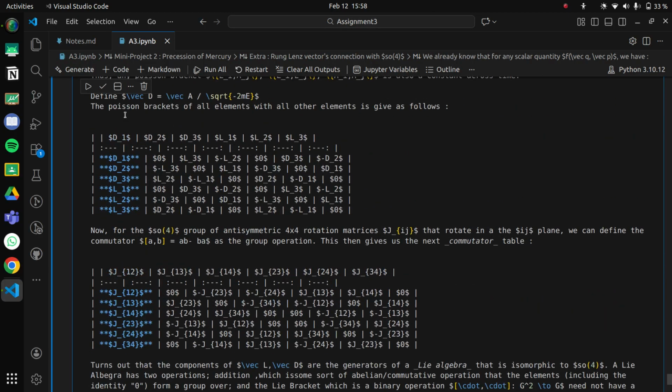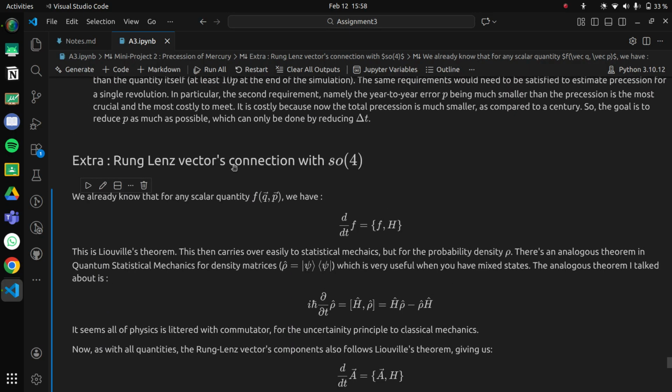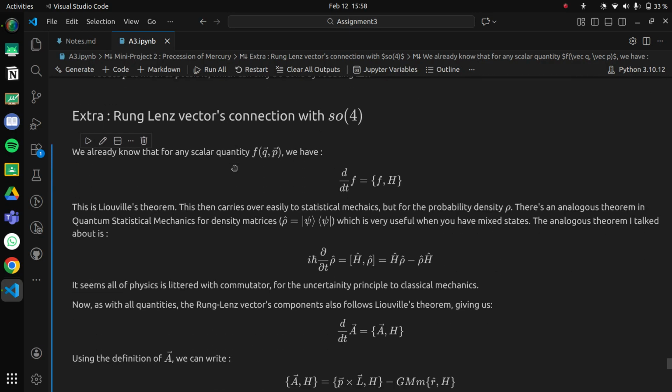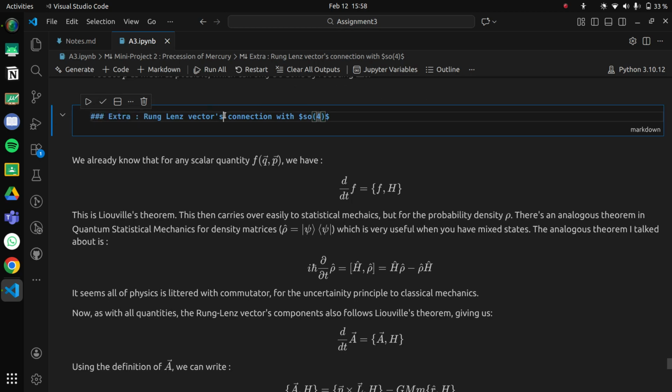So this is just from extra reading that I did yesterday. Right. Rung length vector. So this is a preserved quantity, I guess, and connection with SO4.